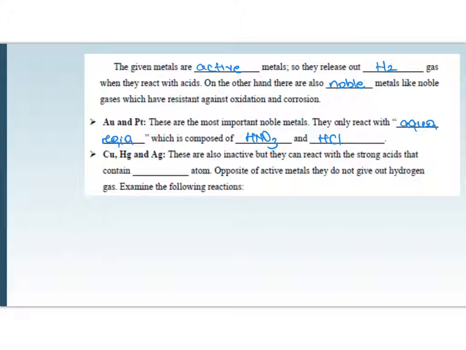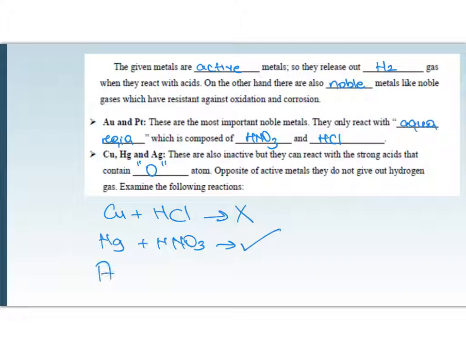And copper, mercury, and silver, these are like half noble metals. They only react with the strong acids containing an oxygen atom. For example, if I ask you whether copper reacts with hydrogen chloride, you're going to tell me no, because it doesn't contain an oxygen atom, even though it's a strong one. Or if there is mercury here, does it react with nitric acid? Yes, this is a strong acid containing an oxygen atom. If you have gold and you react it with sodium hydroxide, gold needs only aqua regia, so there is no reaction here.